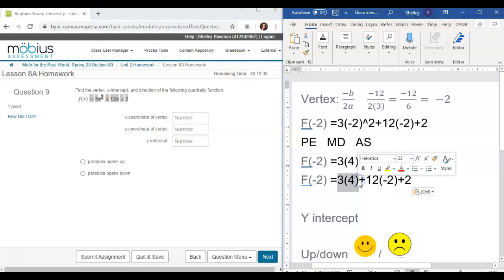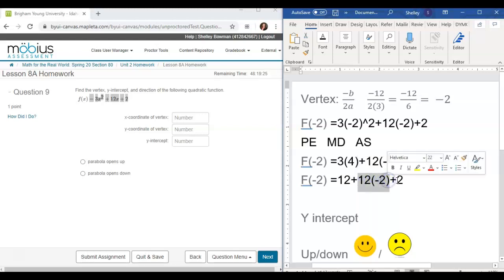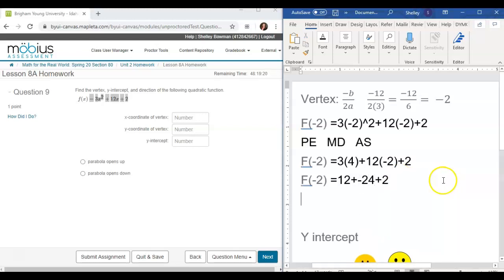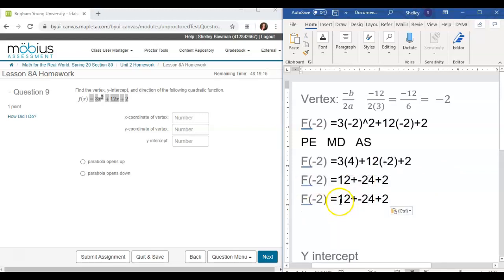3 times 4 is 12, and 12 times negative 2 is negative 24, and then I need to add and subtract from left to right. Copy and paste. Positive 12 plus a negative 24 gives me negative 12, and then add 2 gives me a negative 10. So now I have an ordered pair, negative 2 comma negative 10, for the vertex, and I can put those numbers in here.